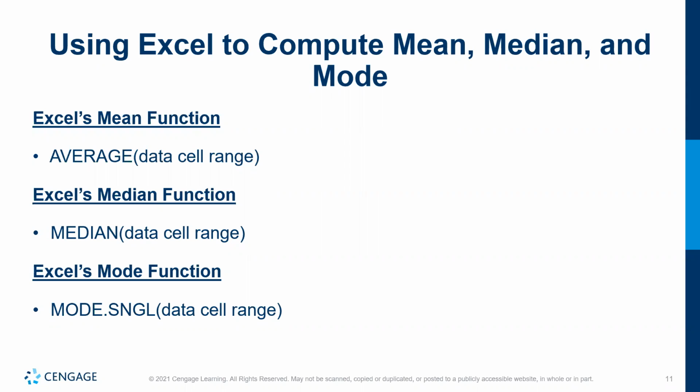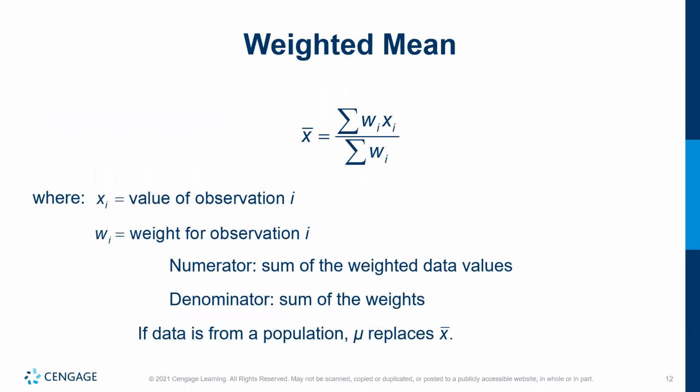But for median, you can do median, and then for mode, you have to do mode.sngl. There's also another mode for if there's multiple modes. Okay. All right. Did you get that?